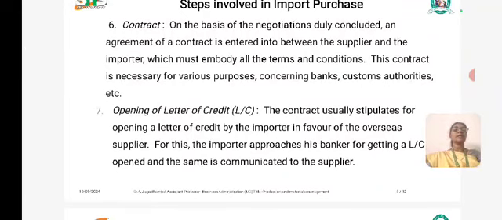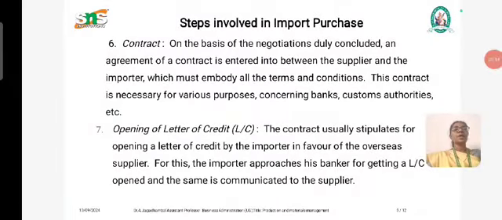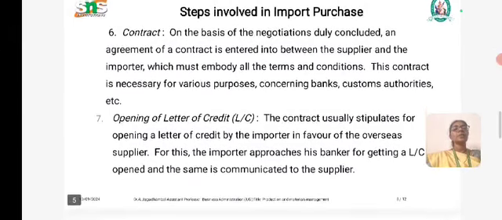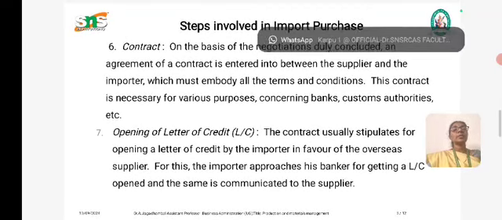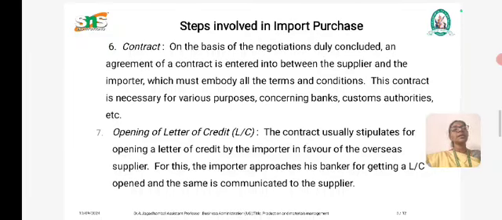Contract is nothing but both parties accepting the agreement. The contract is necessary for various persons, such as banks, customs authorities, etc. Contract is an agreement between the two parties, a buyer and a seller. It definitely includes some terms and conditions.